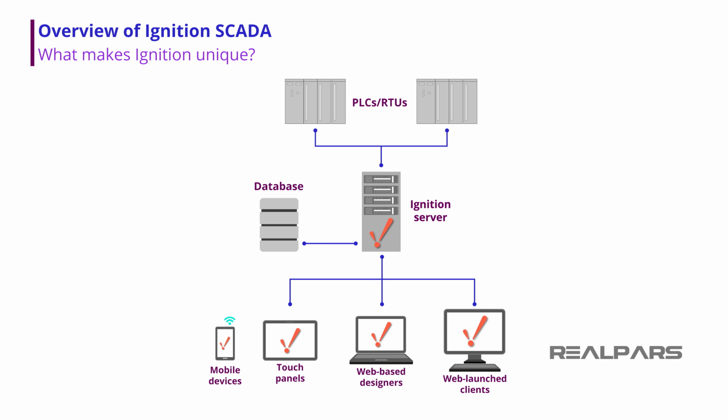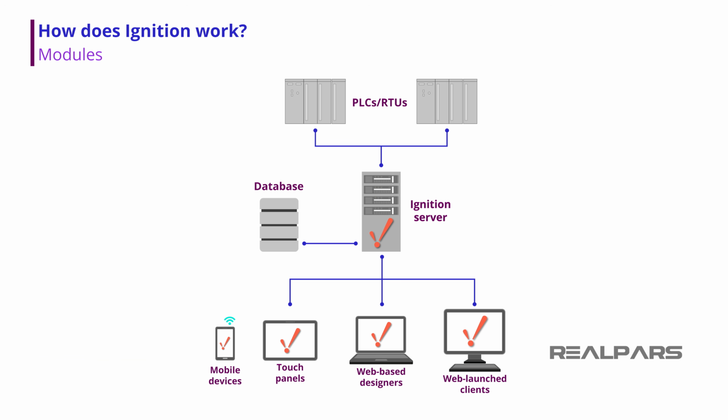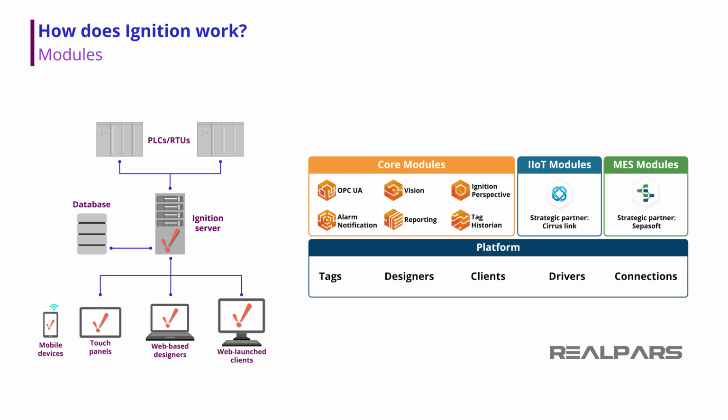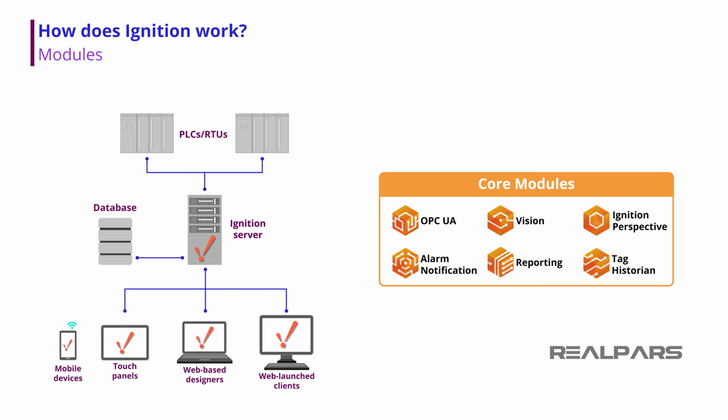Now that we've learned what makes Ignition unique, let's dive into how Ignition works by talking about Ignition modules. Ignition SCADA software is built and sold by modules. There are a couple of Ignition modules that are essential. The first is called Ignition Platform. This module includes tags, designer clients, and drivers that allow you to connect to necessary devices and databases, such as PLCs and SQL databases. In this section, we'll cover Ignition's core modules. Then we'll mention some of their more advanced and even third-party modules.